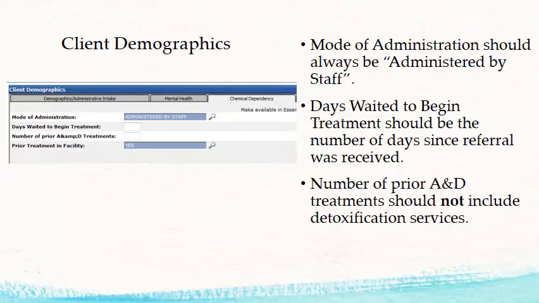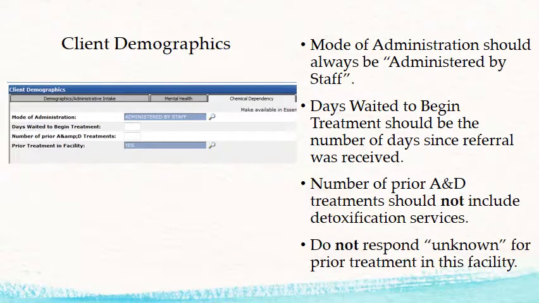Prior treatment in facility, we never want to click unknown here. Just go in, and when you enter the client's name into the Essentia system, you'll see whether or not they've been in our agency before. So just click yes or no based on that information. Often the client will be able to tell you that as well if they've ever been to us for services.